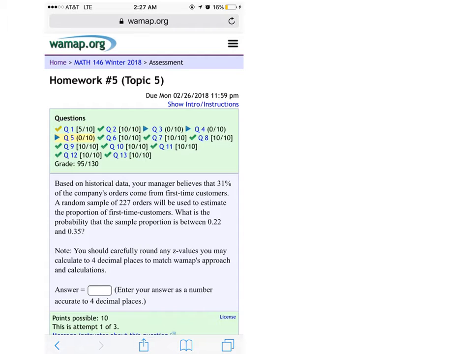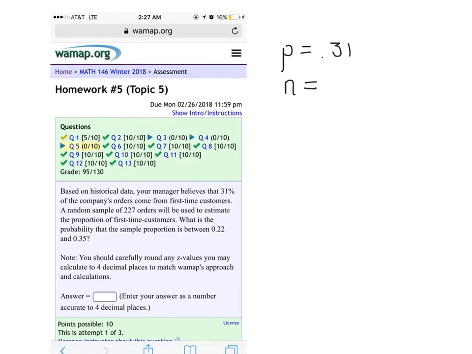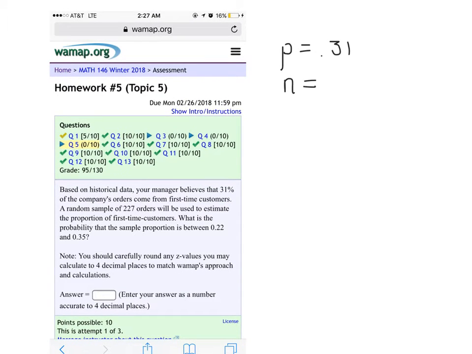Based on historical data, the manager believes that 31% of the company's orders come from first-time customers. So they're claiming that the true proportion of customers that are first-time customers is equal to 31% or 0.31. A random sample of 227 orders will be used to estimate the proportion of first-time customers.